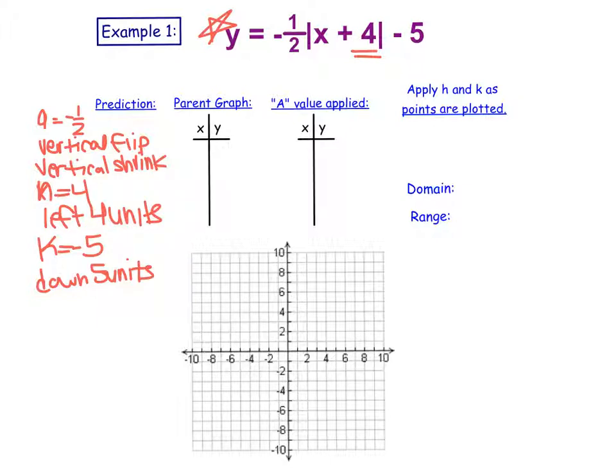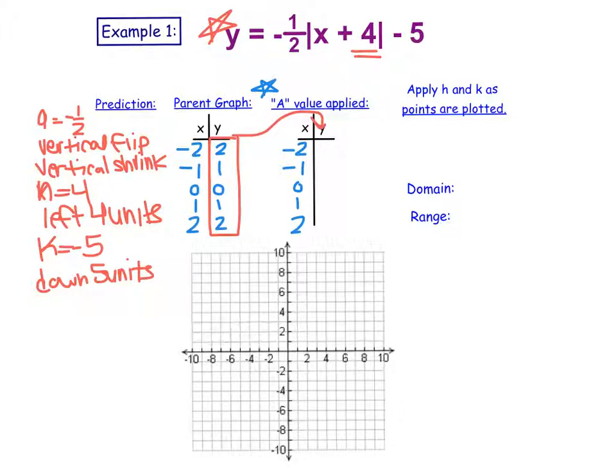Now, just like last time, I'm going to start with my parent graph. So I have -2, -1, 0, 1, and 2. And then I have 2, 1, 0, 1, 2. So that's my original parent graph. And I'm going to apply the a value to get my vertical flip and my vertical shrink. So notice that my x values stay the exact same. And then I'm going to take all of these values here and multiply them by -1/2 so that I can then get the shrink and the flip all applied in there.